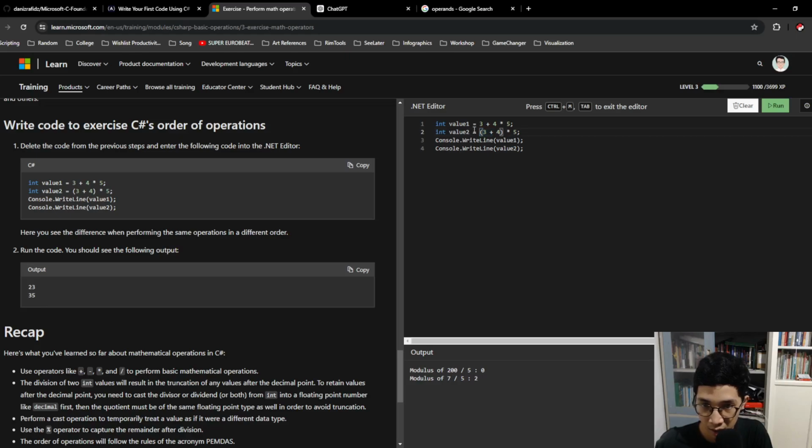And then in the second line, value 2 is 3 plus 4, which equals 7, and 7 times 5 equals 35. Because this has parentheses, the parenthesis is the first priority, and after you sum this up into 7, then 7 can be multiplied by 5. That's how it should be. Yes, it is correct. Wait, let's just see in the output. 23 and 35. Yes, I was correct.